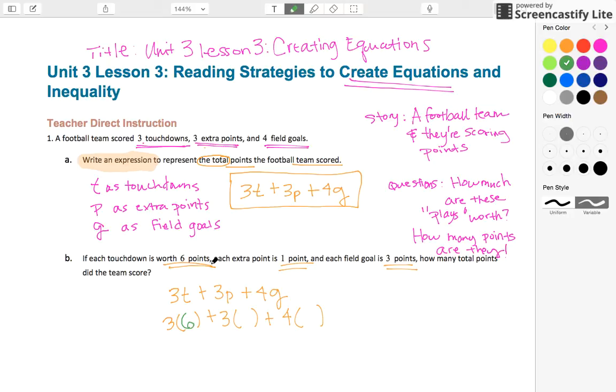And then here, each extra point is 1 point, so we can say 1. And then here, each field goal is worth 3 points, so I have 3. So how many total points do I have? Well, 6 times 3 is 18, plus 3 times 1 is just 3, and then 4 times 3 is 12. Okay, so then we simplify further, and 18 plus 3 is 21, plus 12, we add those together, we should get 33.